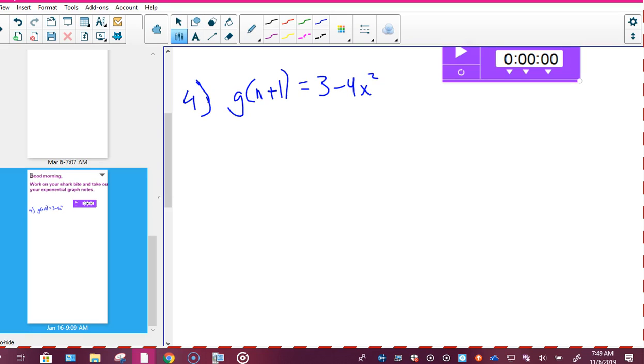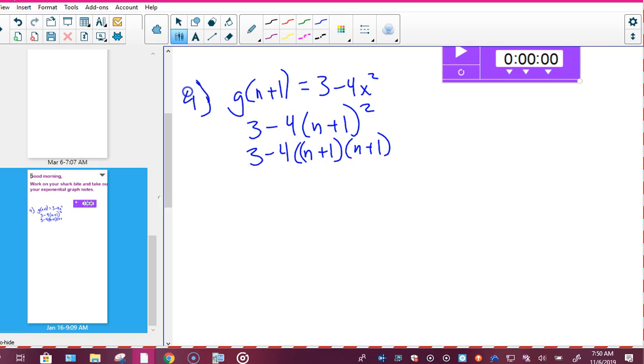So you plug it in, you substitute, and you will solve. If we're putting this equation in for x, that would look something like this. And then we need to simplify. This is being squared, so that's the same thing as n plus 1, n plus 1. Distribute and keep combining like terms.